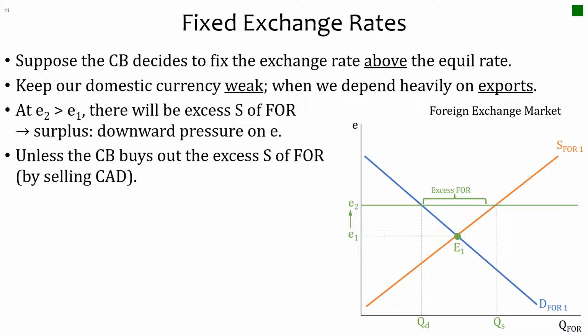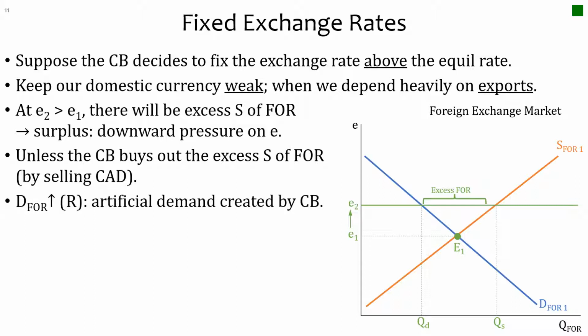unless the central bank buys out the excess supply of foreign currency, which means that they would have to be selling Canadian dollars. So effectively, the central bank has to print a lot of Canadian dollars and sell it in exchange for foreign currency just to keep the exchange rate up. So demand is going to increase, and that's artificial demand created by the central bank. Graphically speaking, you would just take the demand curve and shift it to the right. Notice that when it comes to the graph, you should always think about the foreign currency, not the Canadian dollar.